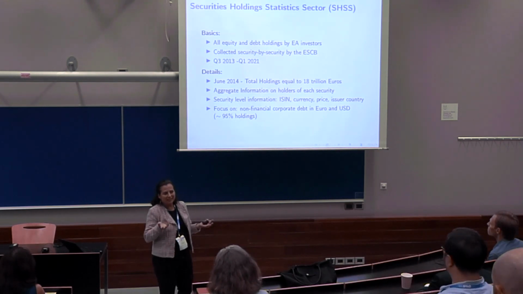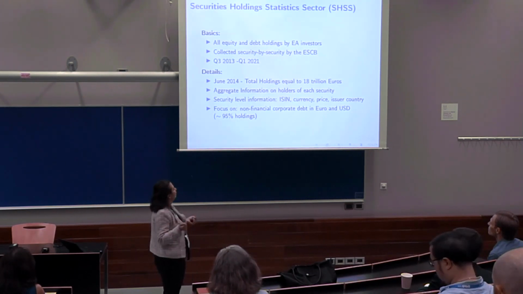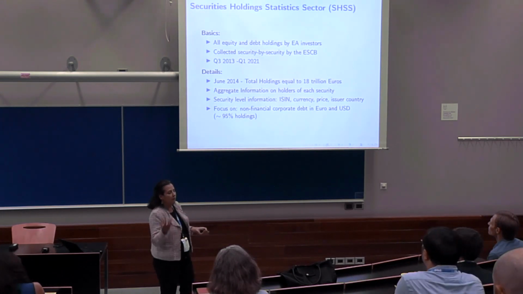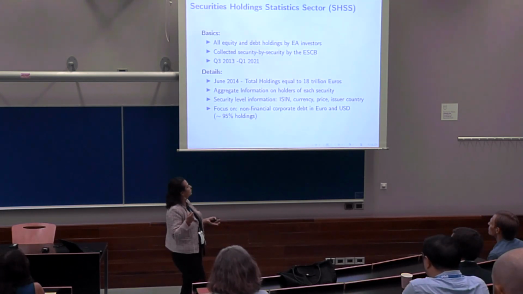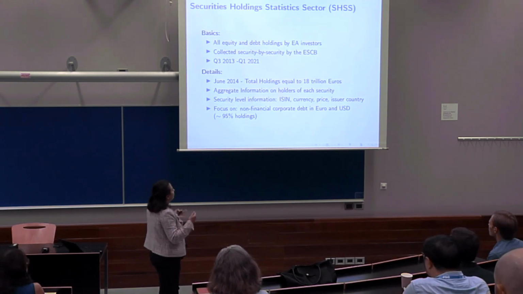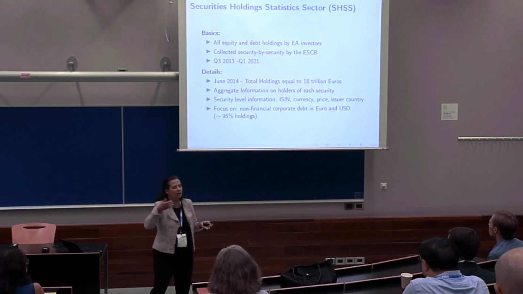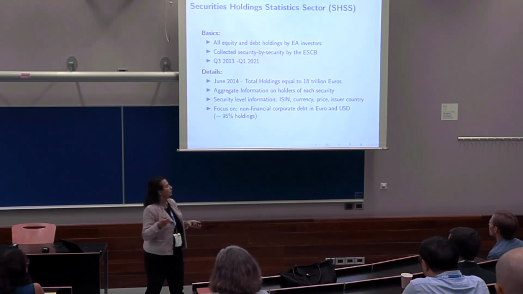We're valuing things on a trillion scale, so this is pretty significant. And we know the holder type of each security, you know which type of institutional investor holds the security. We're going to have security level information, so we have the security identifier, which allows us to match the price and security characteristics.